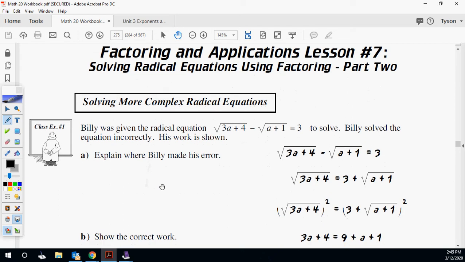Chapter 3, Lesson 7. This is focusing on solving radical equations with two radicals.